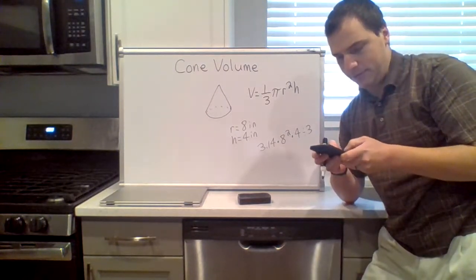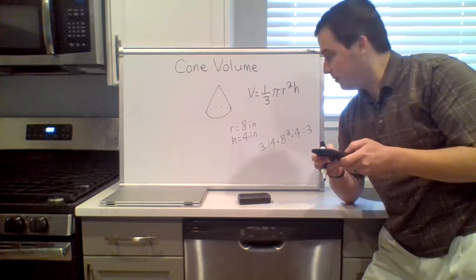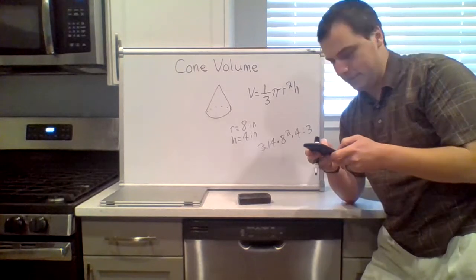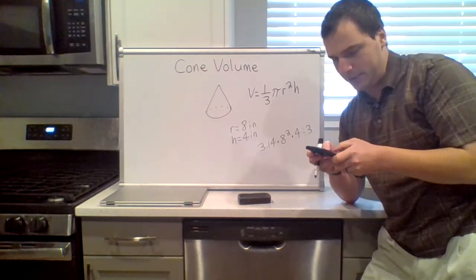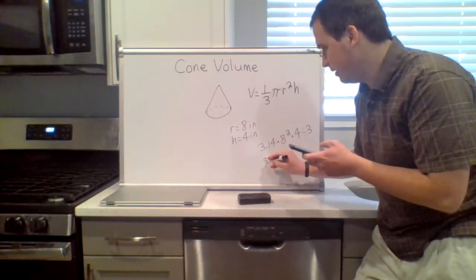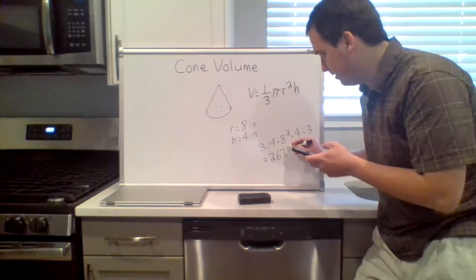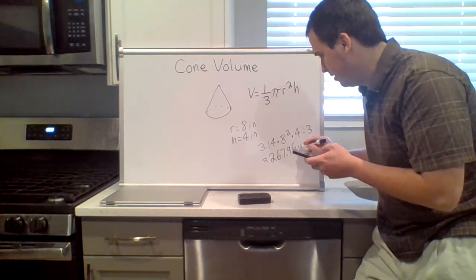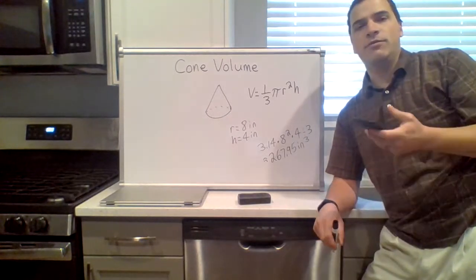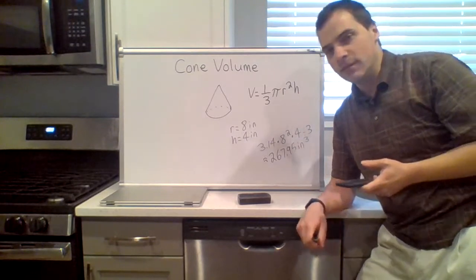So 3.1, I typed my calculator wrong. 3.14 times 8 squared, or times 8 times 8, same thing, times 4 divided by 3. And I get my answer as approximately 267.95 inches cubed. Once again, they're in cubes. That's how volume is measured, how many cubes fill up, in this case, a cone.